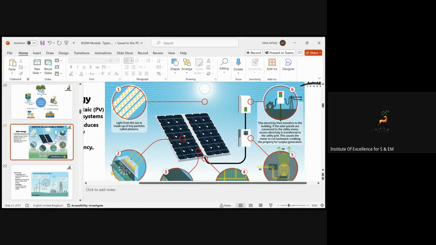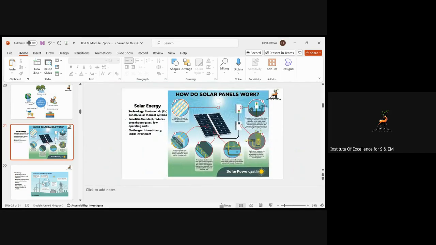This electricity then transfers to the building if the solar panels are connected to the utility meter. The excess electricity is transferred to the utility grid. This causes the meter to run backward, creating credit for the surplus generation. So this is the precaution for utilizing the solar panels.